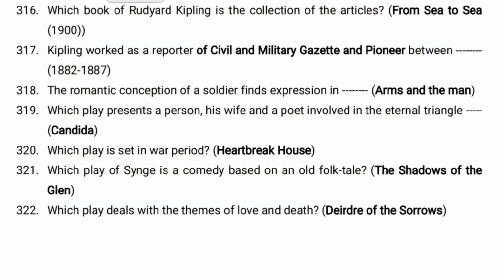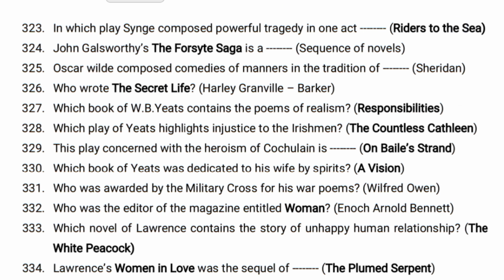Which play deals with the themes of love and death? Deirdre of the Sorrows. In which play did Synge compose a powerful tragedy in one act? Riders to the Sea. John Galsworthy's The Forsyte Saga is a sequence of novels. Oscar Wilde composed comedies of manners in the tradition of Sheridan.